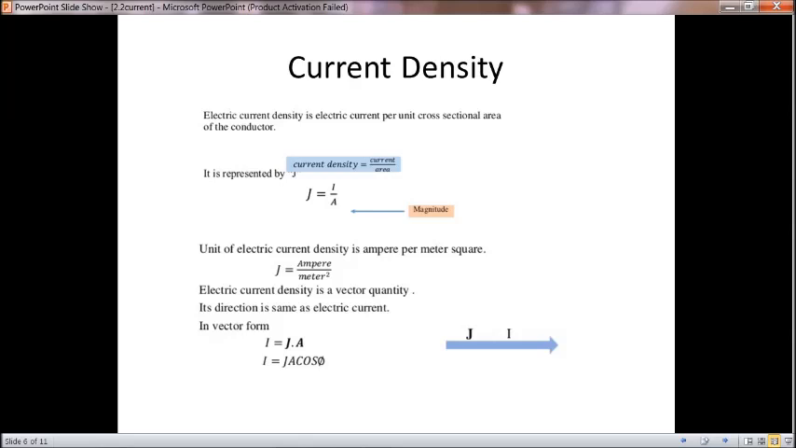Electric current density is electric current per unit cross-sectional area of the conductor. So we can say current density is equal to current by area, which is given as J is equal to I by A, where J is the current density, I is the current, and A is the area. The unit of electric current density is ampere per meter square, so J is equal to ampere per meter square. The electric current density is a vector quantity because it depends on the direction of flow of charges. In vector form it can be noted as I is equal to J dot A, and so I is equal to J A cos theta.